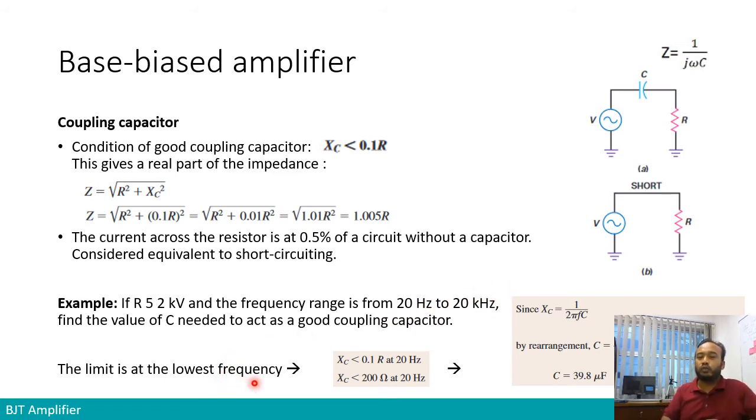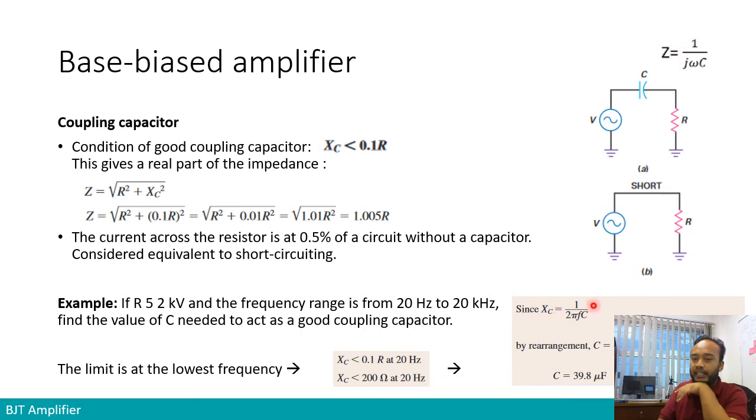So to design the coupling capacitor, the limit that is very important to look at is the lowest limit frequency, because we always want XC to be smaller than 0.1 R. So it is the lowest frequency that is important. So we need XC to be smaller than 0.1 R at 20 hertz. Therefore, we need XC smaller than 200 ohm. Why? Because, as I mentioned, imagine R equals 2 kilo ohm. Therefore, 0.1 of 2 kilo ohm is 200 ohm at 20 hertz.